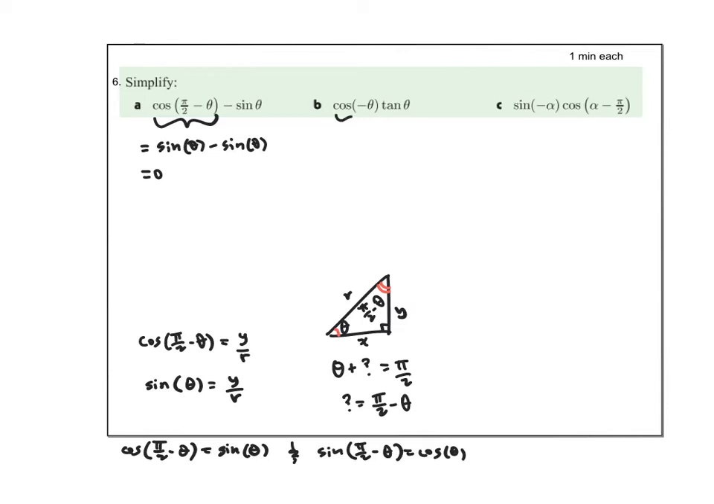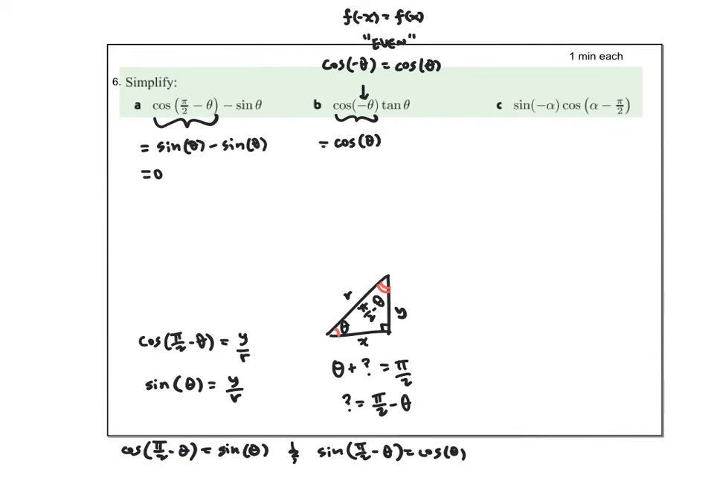Well, part B. I have to deal somehow with this negative theta. Well, cosine is an even function. An even function's definition is that the cosine of the opposite angle will be equivalent to the cosine of a positive angle. So cosine of negative theta will be equal to cosine of positive theta. That's the definition of an even function. Actually, particularly, f of negative x is equal to positive f of x. That's an even function, and cosine is even.